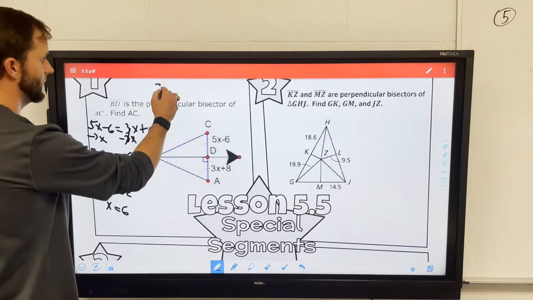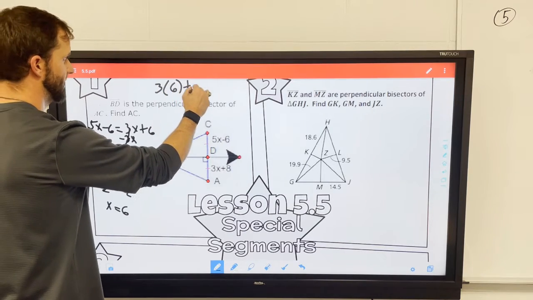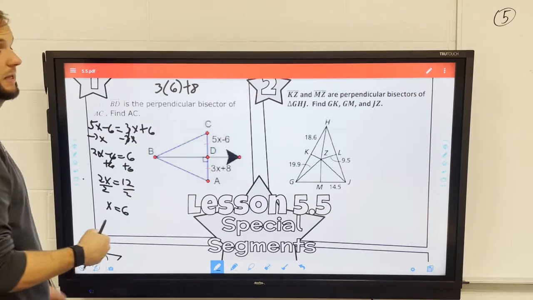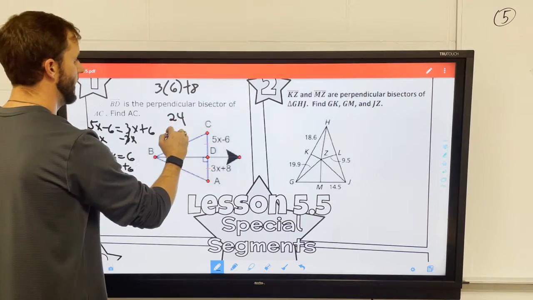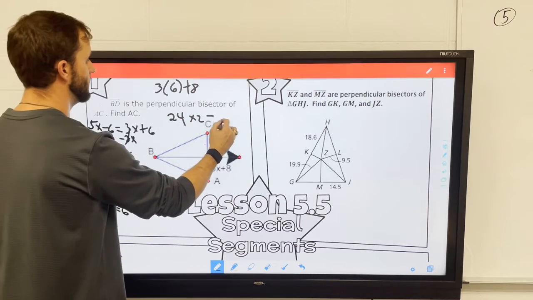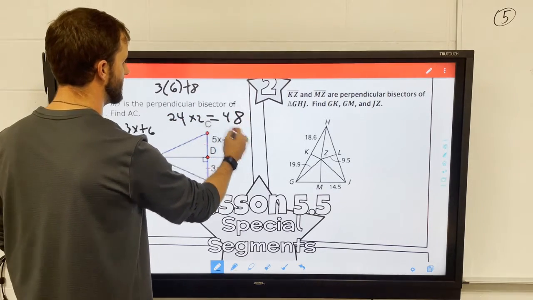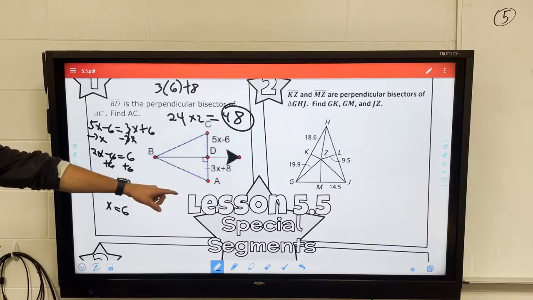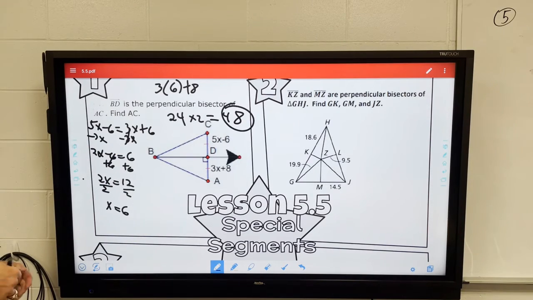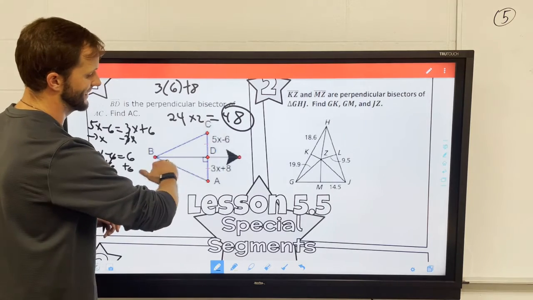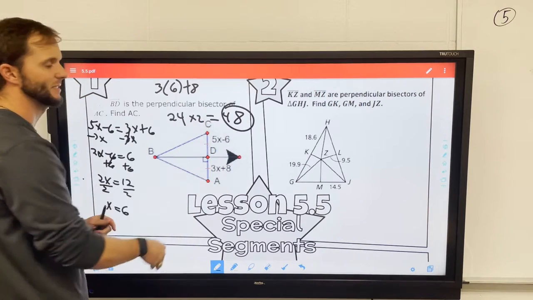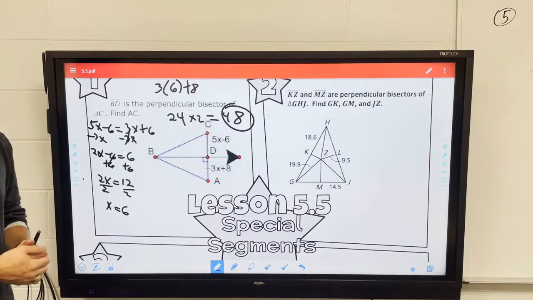So I'm going to do 3 times 6 plus 8. 3 times 6 is going to end up being 18, plus 8 is going to be 24. And then 24 times 2 is going to end up giving me 48. So that means the measurement from A to C is 48. With that being said, I'm just using the concept that my perpendicular bisector cuts that perfectly in half because it's bisecting it. So that makes those two equal, okay?